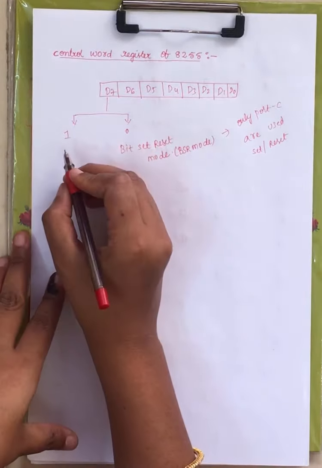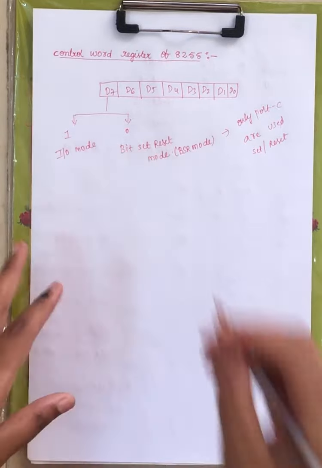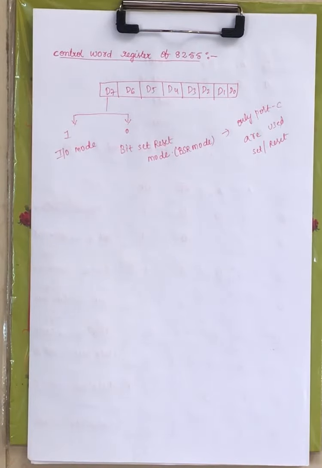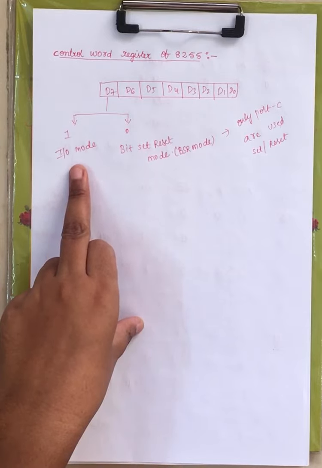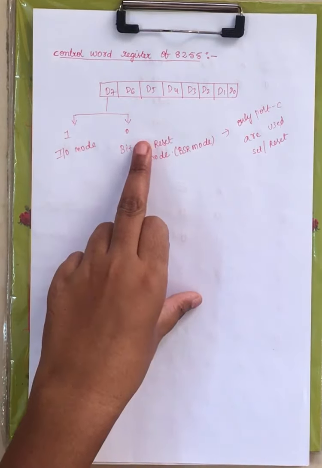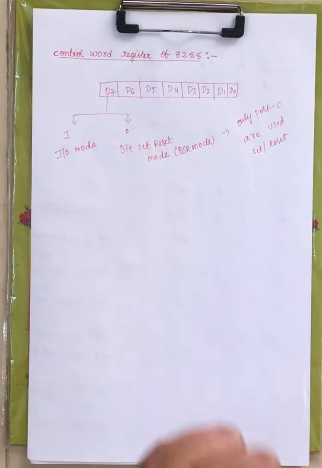Now when the D7 bit is 1, this indicates 8255 is operating under IO mode, input or output mode. When the D7 bit is 0, that indicates 8255 is operating under bit set or reset mode, in which port C is used for set or reset. The port C IO lines are used for setting or resetting the 8255.